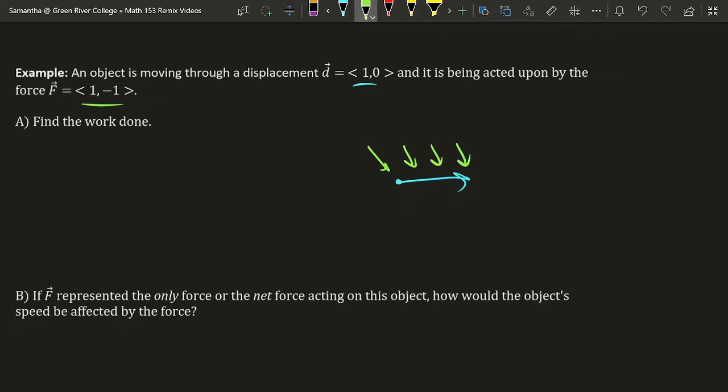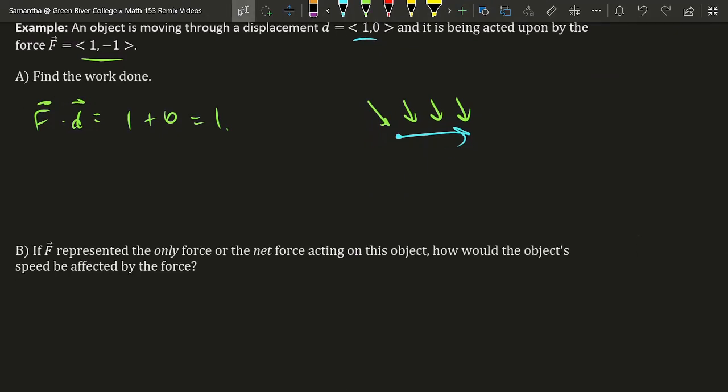Now let's go ahead and calculate the work done by this force on this object. I can simply take the dot product between the force and the displacement vector, and I get 1 times 1 plus 0 times minus 1, which is equal to positive 1.